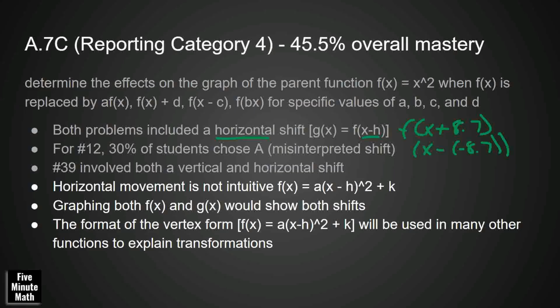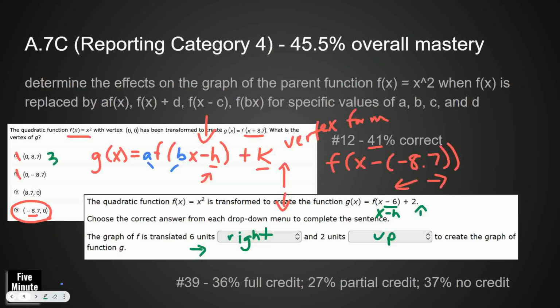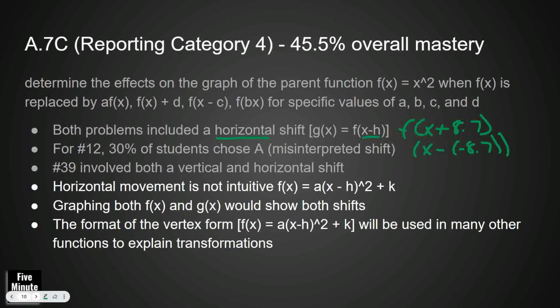For number 12, 30% of our students chose A, and so they didn't even necessarily recognize where it was. The easiest thing to recognize is that k, and so they thought if it's a plus 8.7, we're simply going up. But you notice that within the parentheses is within the x, so that should be your clue that within the parentheses you're dealing with that x value, and you're either going left or right depending on its positive or negative sign.